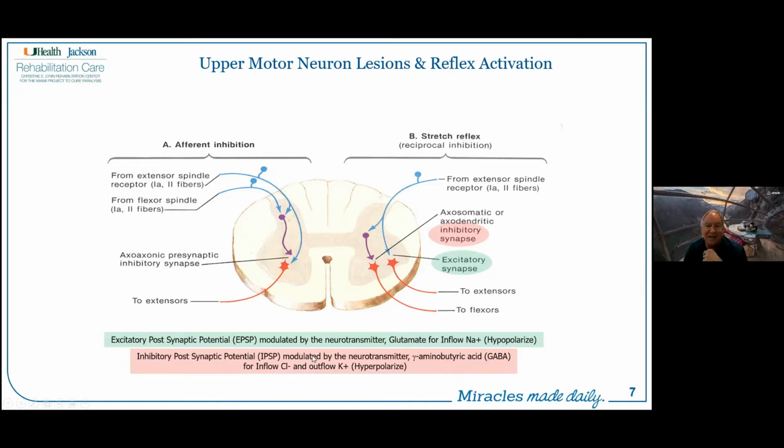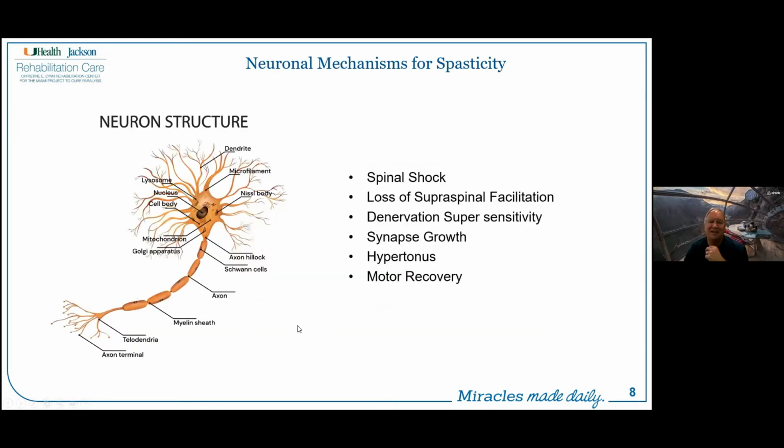Why is that important? That is important because this is how we can pharmacologically manage the amount of spasticity that we have. We can try to decrease the EPSPs. We can try to increase the IPSPs, and that's going to be important as we talk about pharmacological treatment options down the road with regard to spasticity.